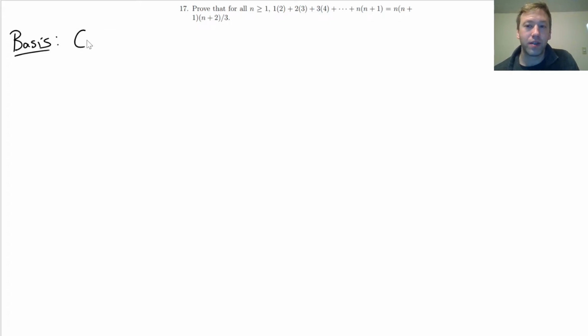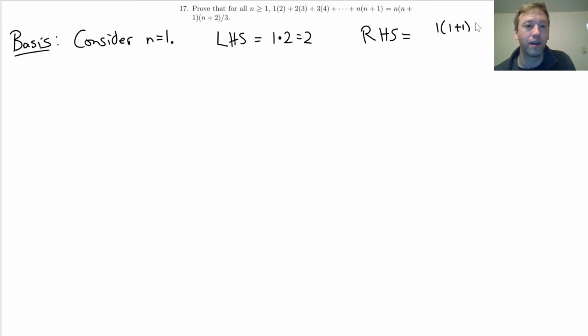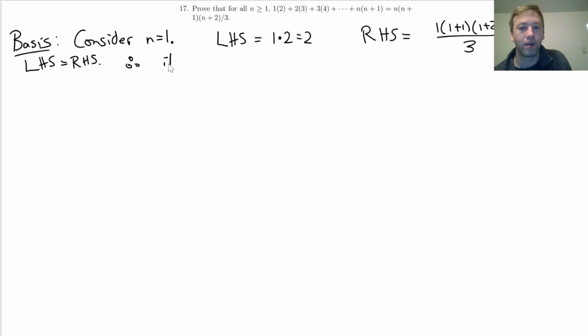So consider the case n equals 1. The left-hand side is just 1 times 2, which is 2. The right-hand side is 1 times (1+1) times (1+2) over 3, which also evaluates to 2. So left-hand side equals right-hand side. Therefore, it is true for n equals 1.